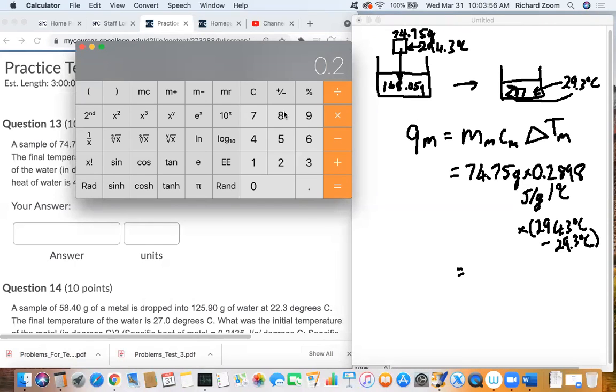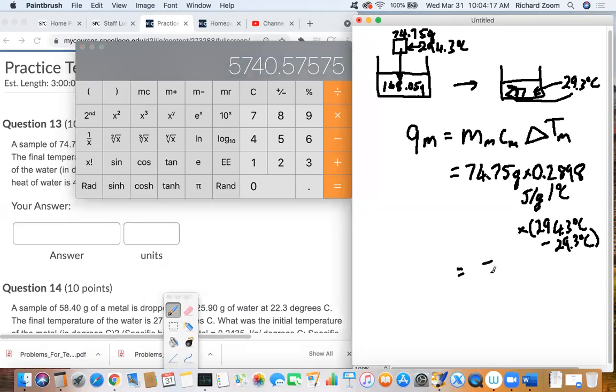So 2.898 times 294.3 minus 29.3. Okay, so it'd be 5,741 joules.